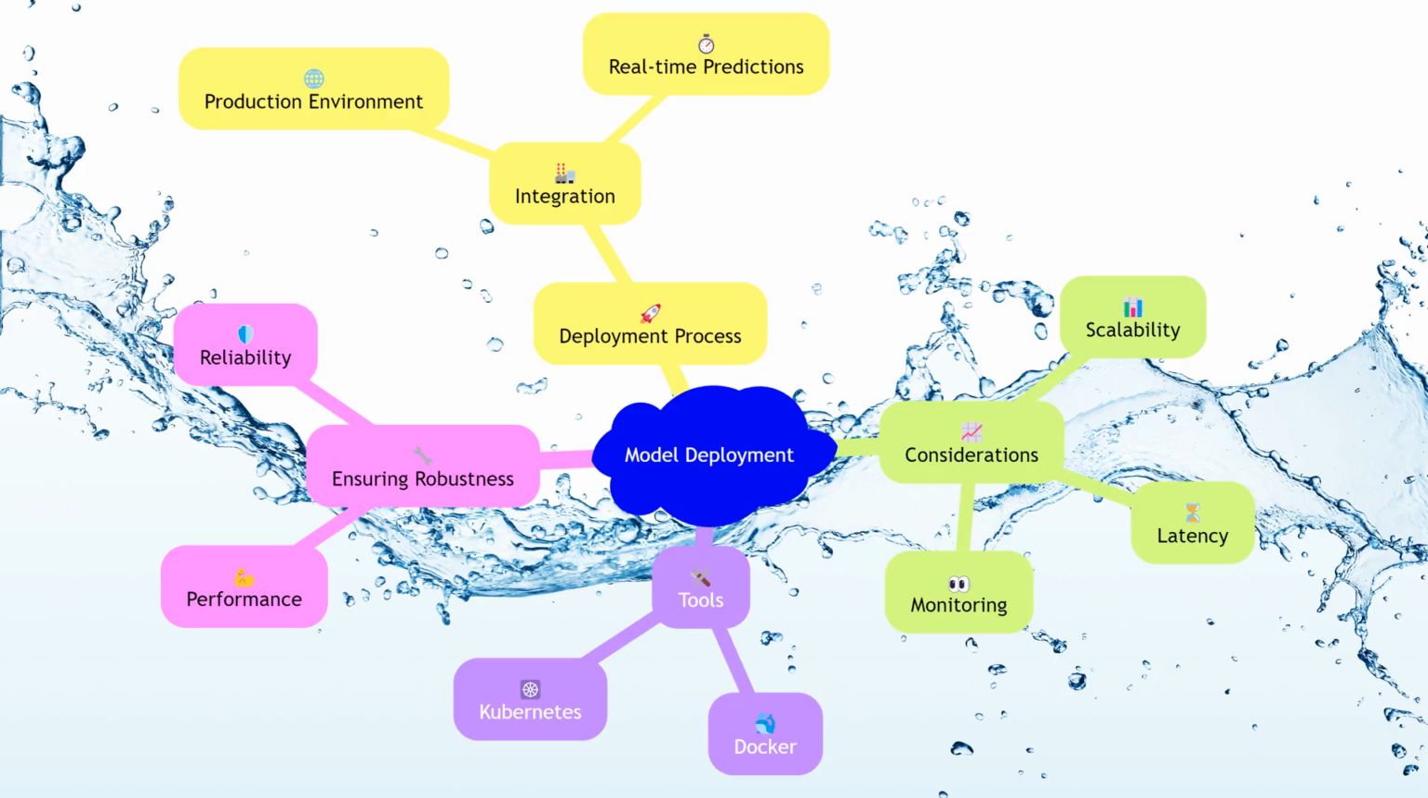Once a model is trained and validated, the next step is deployment. This involves integrating the model into a production environment where it can make real-time predictions. Considerations include scalability, latency, and monitoring. Tools like Docker and Kubernetes can help manage deployment. Ensuring that the model remains robust and performs well in a live setting is crucial for its success.